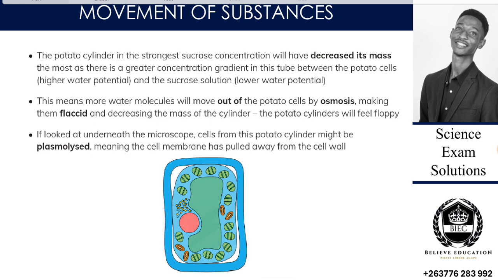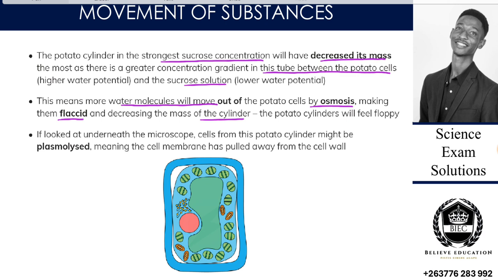And the potato cylinder in the strongest concentrated solution will have its mass what, decrease, and the most, as there is a greater concentration gradient between the potato cells and the sucrose solution. This means that more water molecules will move out of the potato by osmosis, making them flaccid and decreasing the mass of the potato cylinder.